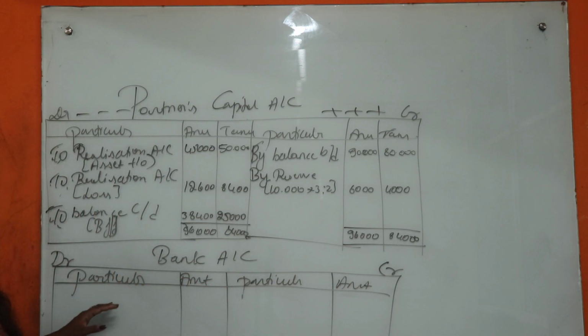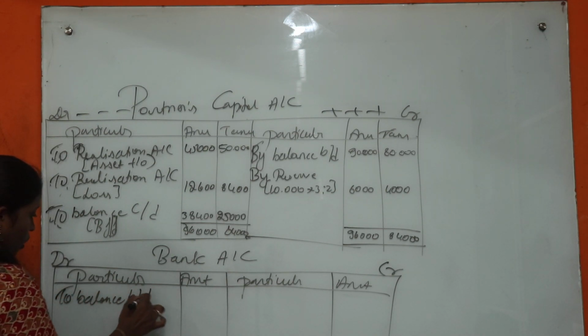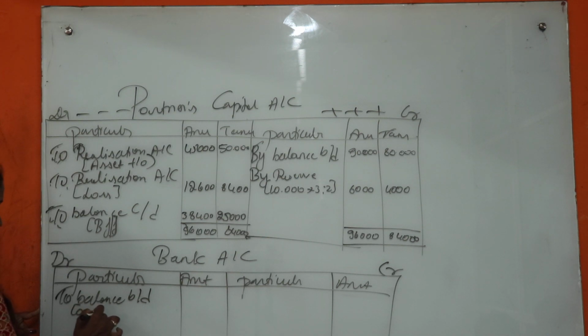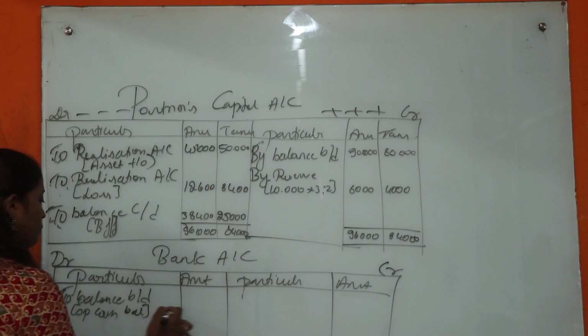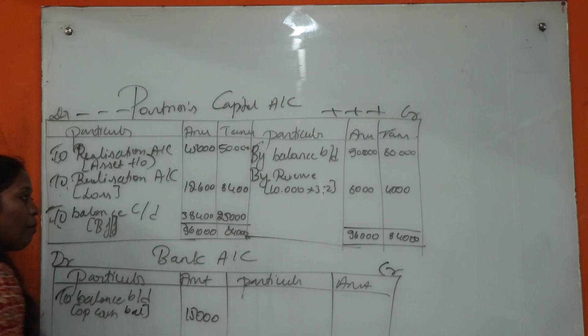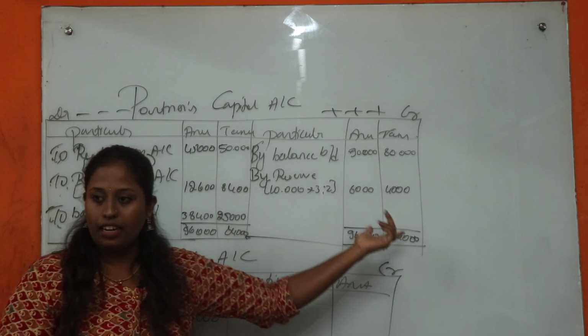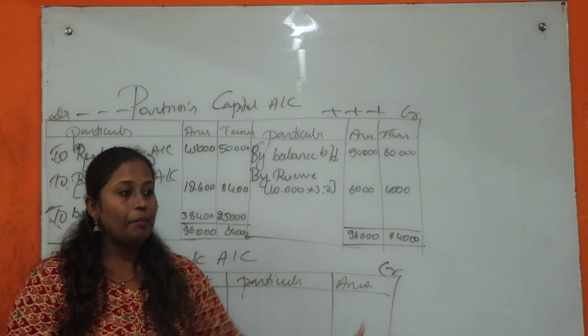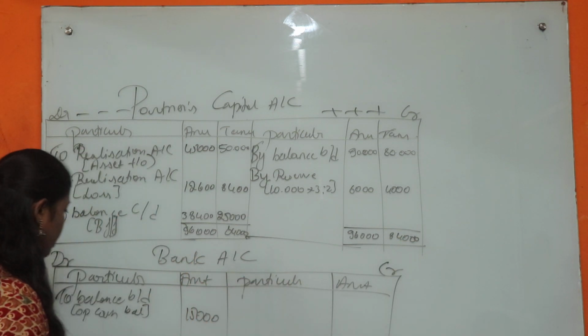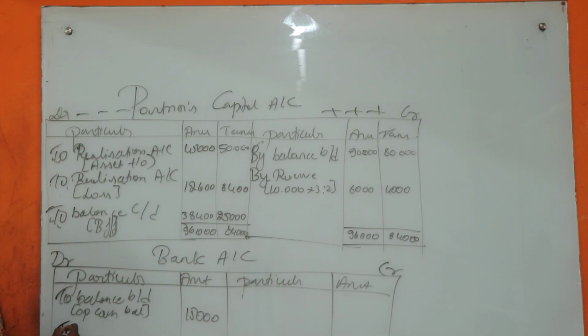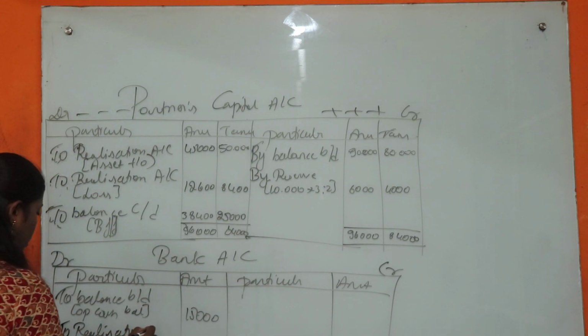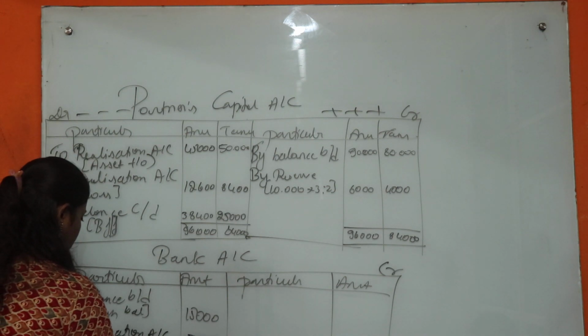Okay, so we'll be taking the opening cash balance to balance brought down. This is the opening cash balance which is there in the balance sheet. How much is that? 15,000. Apart from that, after selling an asset, which is debtors only, the company has got 51,000, right? Yes, to realization account 51,000.